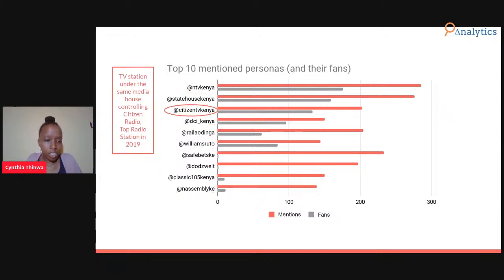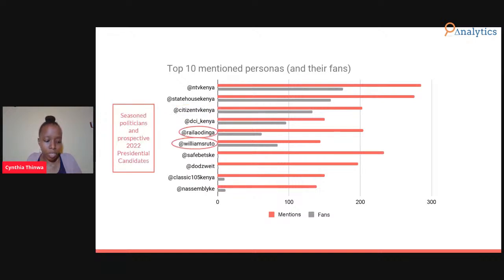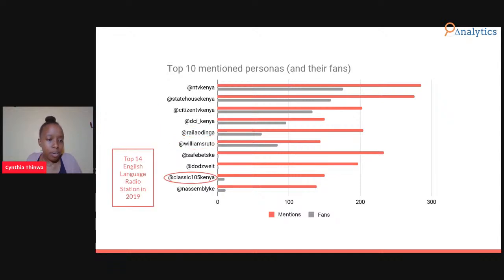We have also Citizen TV Kenya, which is a sister media entity to Citizen Radio, which was the top radio station with the dominant language being Swahili. But Citizen TV Kenya has programming in both English and Swahili. And then we find also the politicians and prospective 2022 presidential candidates, Raila Odinga and William S. Ruto. We have also the English radio station that we saw earlier, Classic 105 Kenya. Their Twitter account is quite popular as well.